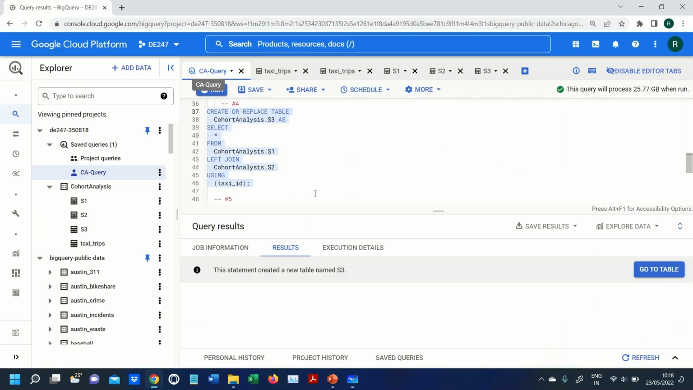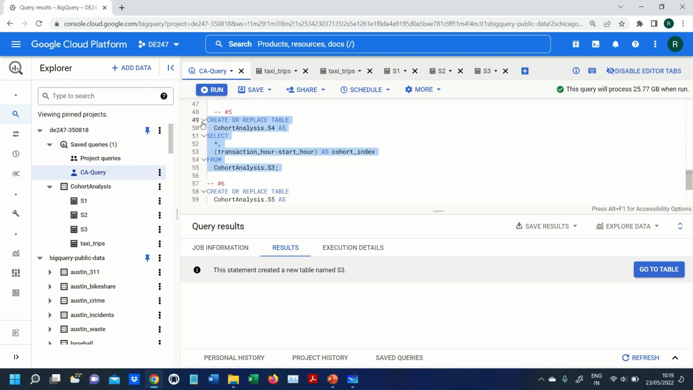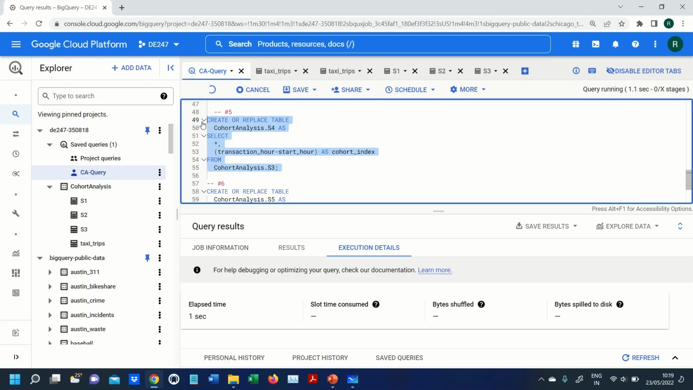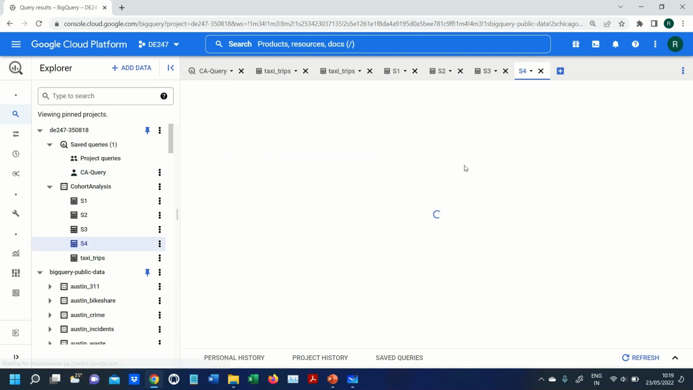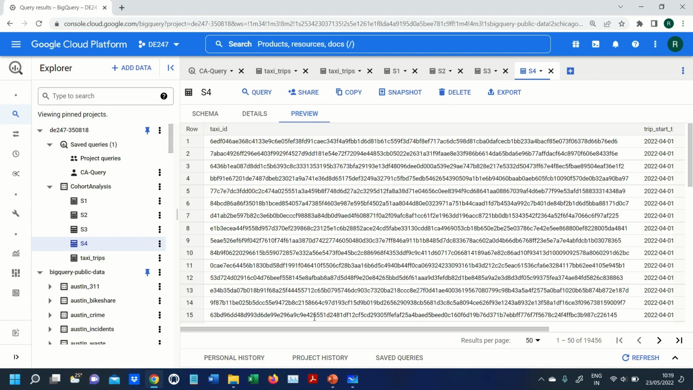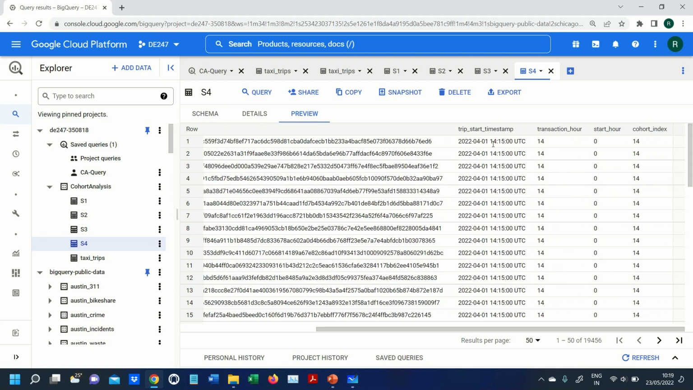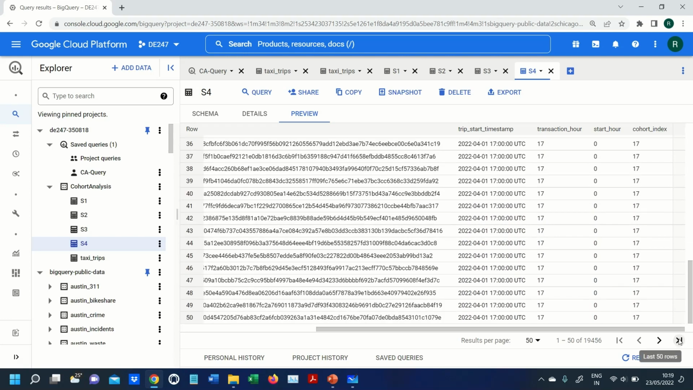So for that, let's get into another query. We are simply defining cohort index as transaction hour minus start hour. Very simple. This has given us S4 that contains the taxi ID, the trip, the timestamp, the transaction hour, the start hour, and the cohort index. Cohort index means what is this transaction hour in terms of start hour.